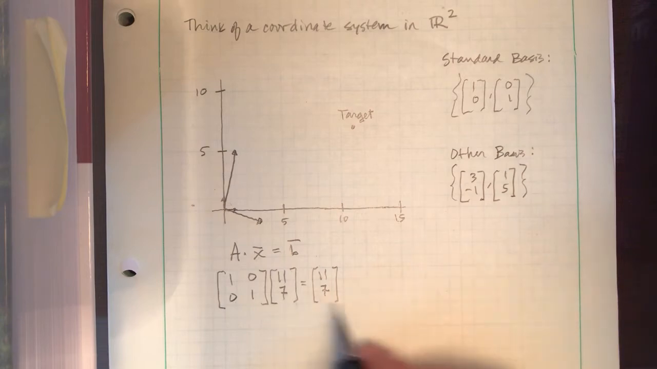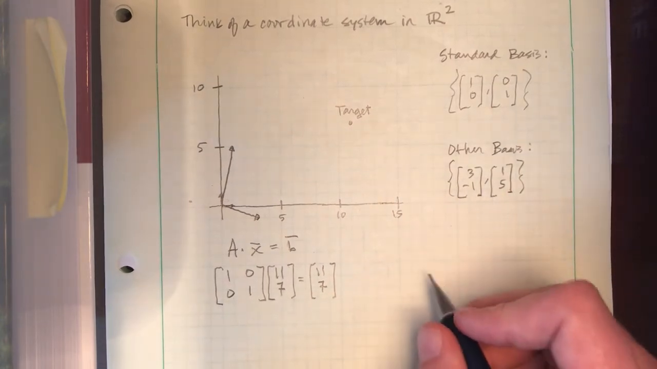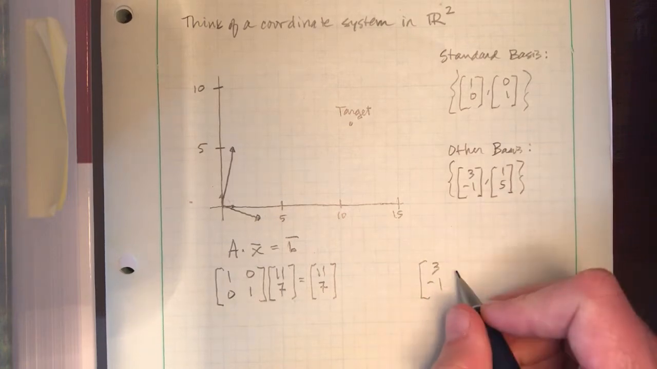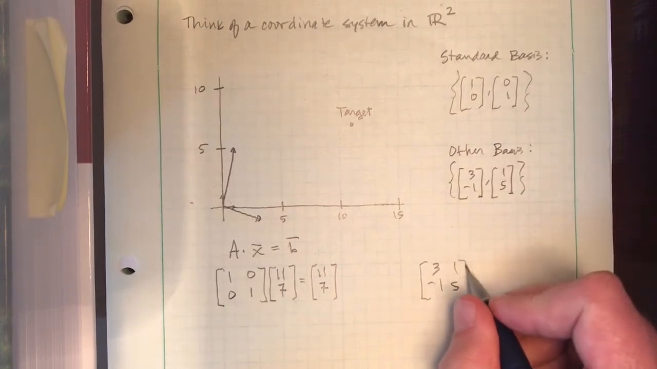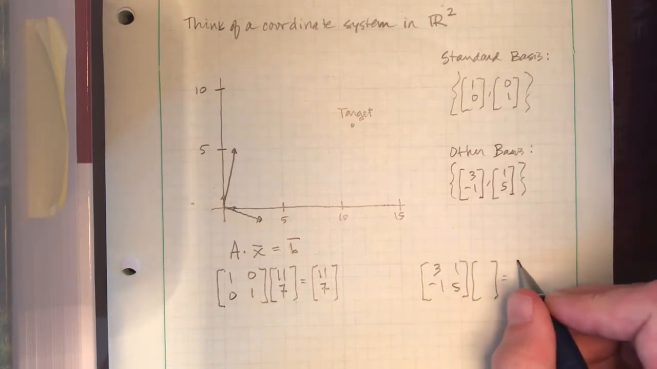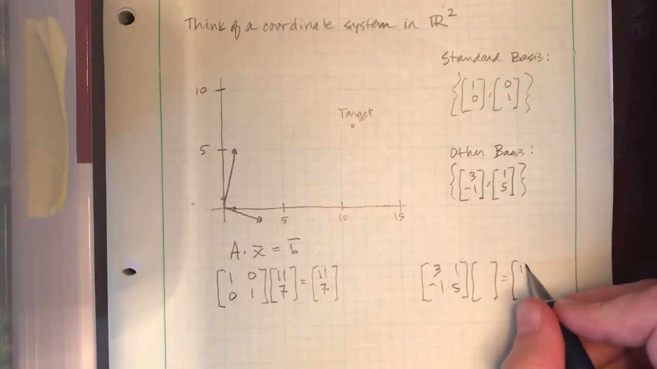So let's see how this compares to what we've just done. What would my basis matrix look like? It looks like I would use (3, -1), (1, 5). Hold off for a moment on this, and I'm still trying to hit my target vector of (11, 7).